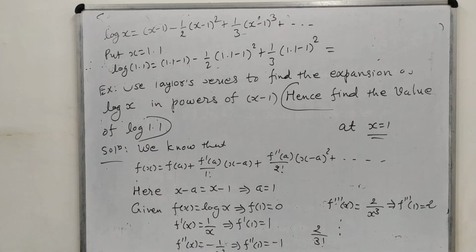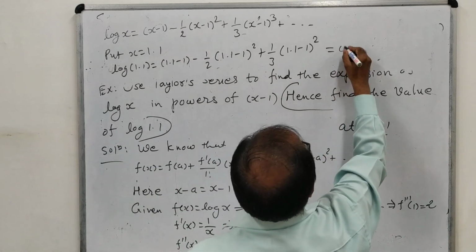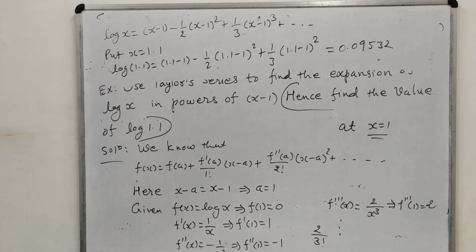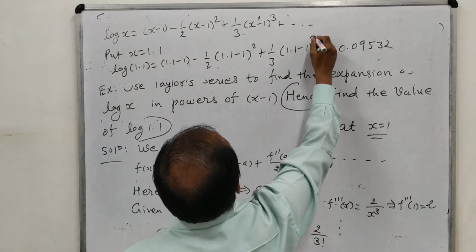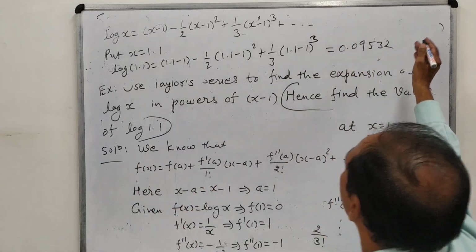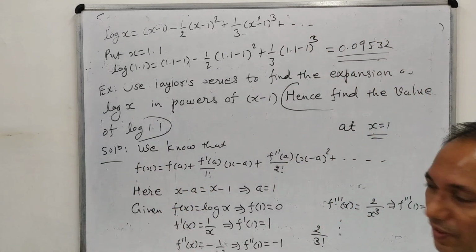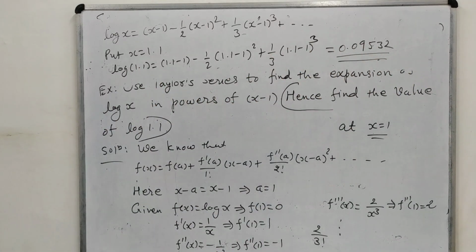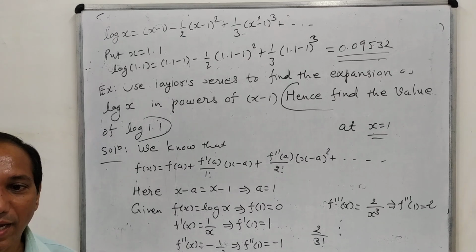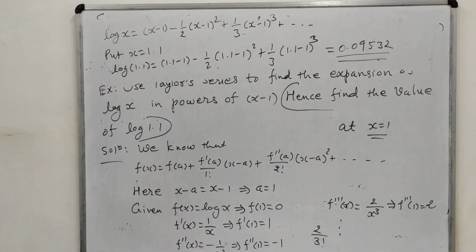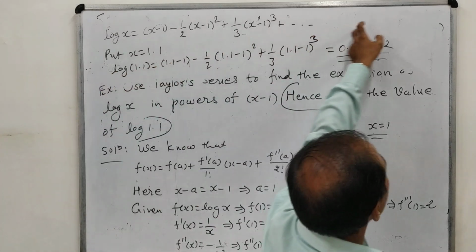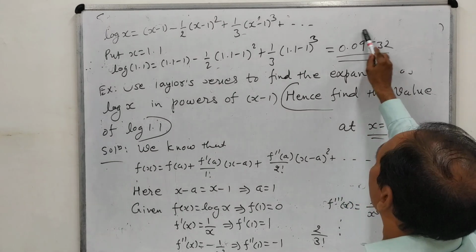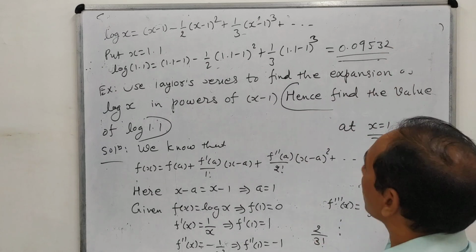and this value will be approximately 0.09532. And I told you that if we use the 4th term, 5th term, 6th term, then we get better and better values of log of 1.1. In the last lecture also I explained in detail that if we use more and more terms, 10 terms, 50 terms, 100 terms, then we can get more and more correct values near to the exact value.